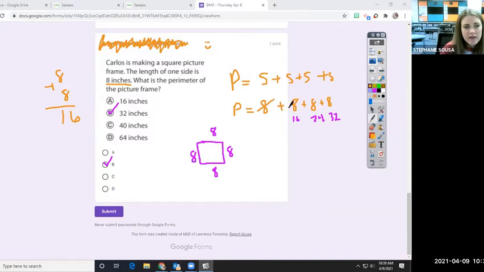If I wanted to do it the long way, 8 plus 8 is equal to 16. That's that 8 and that 8. Another 8 plus 8 is also equal to 16. That's that 8 and that 8. Put these together. 16 plus 16 is 32. Same answer, either way you solve.